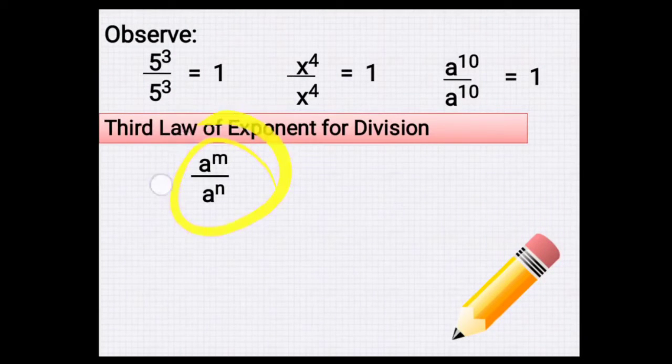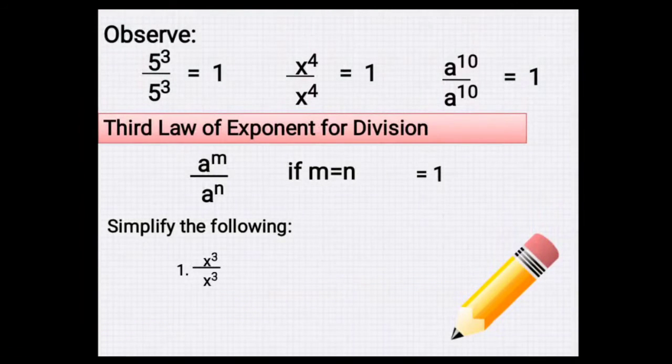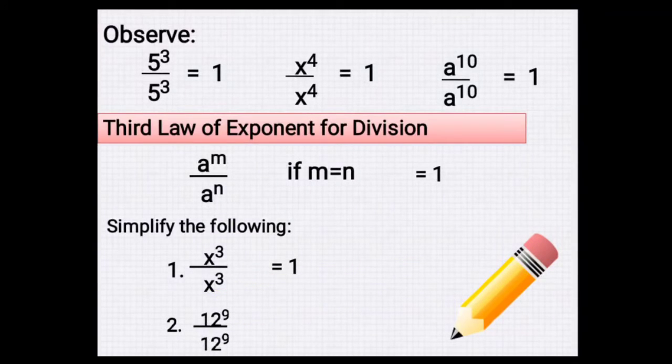So, having this format, a raised to m divided by a raised to n, if m is equal to n, or their exponents are the same, as I said, your answer should be equal to 1. Okay? Automatic. Like for example, let's simplify the following. X cubed divided by x cubed. So, same base and same exponents. Therefore, the answer is equal to 1.